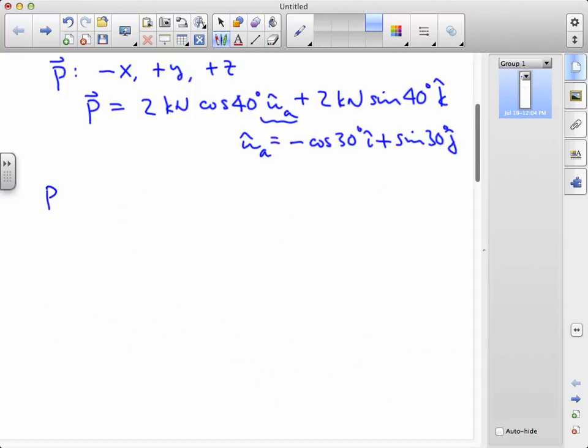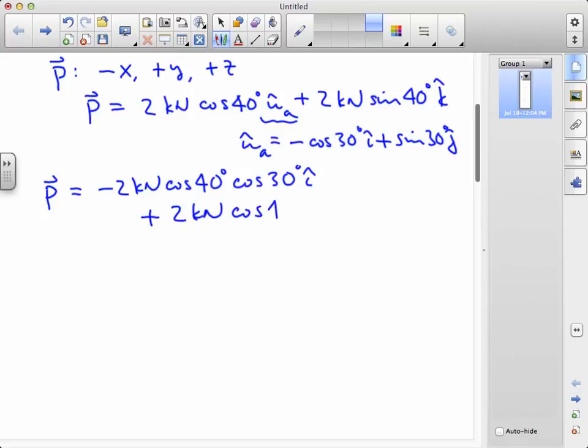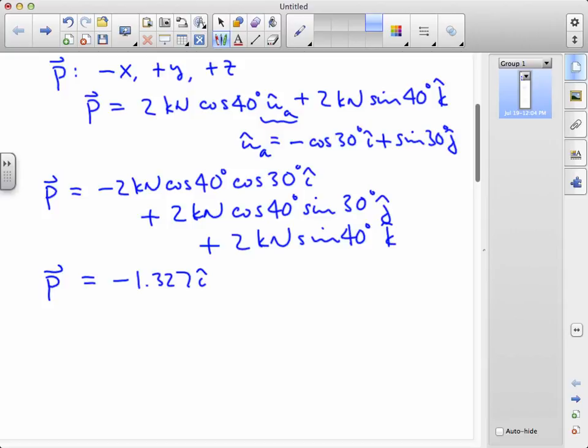And if we plug that in, then for P, we have minus 2 kilonewtons cosine 40 degrees cosine 30 degrees in I plus 2 kilonewtons cosine 40 degrees sine of 30 degrees in J, and plus 2 kilonewtons sine of 40 degrees in K. And evaluating those numbers, we end up with P is equal to minus 1.327I plus 0.766J plus 1.286K kilonewtons.